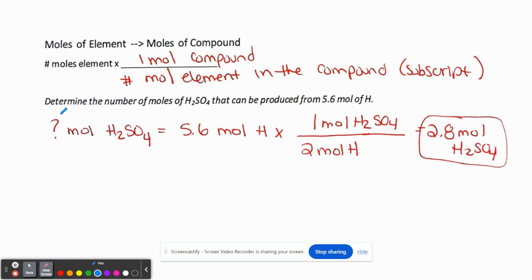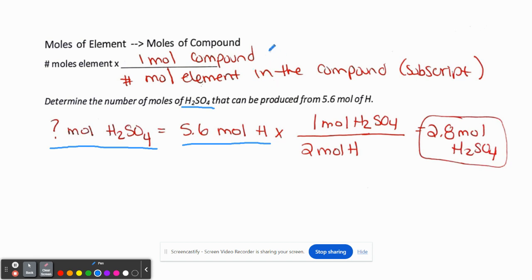All right, let's do a practice problem. Determine the number of moles of H2SO4 that can be produced from 5.6 moles of hydrogen. So we want to know the number of moles of H2SO4 when we have 5.6 moles of hydrogen. That's what we know, right? So I wrote down what do we know.